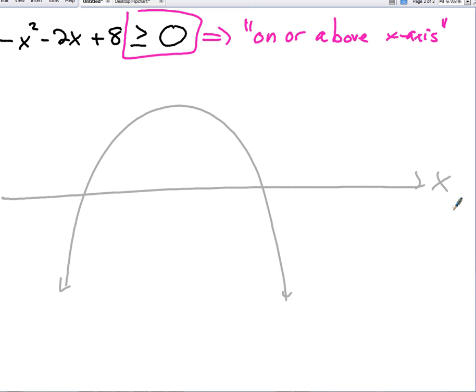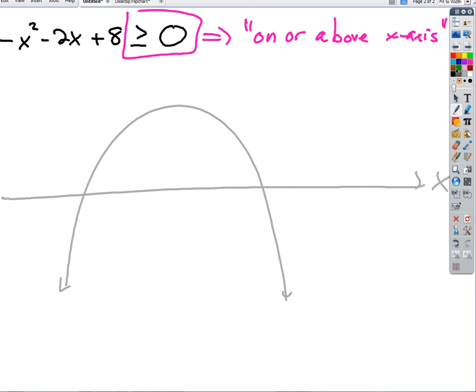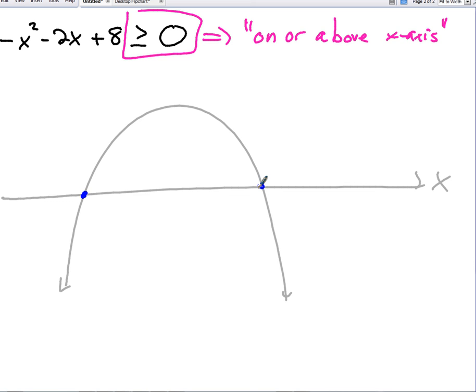So if I'm looking for the part that's on or above the x-axis, which part of the parabola am I looking for? Am I looking for the tails of the parabola or the loop of the parabola? Because it's always one or the other. On or above the x-axis. So which part of this parabola is on or above the x-axis? Yeah, it's going to be the loop, isn't it? I want the part that's on the x-axis or up. So I'm looking for this part right here. Do you see what I mean when I say, are we shading the tails or the loop? The tails are going to be the parts like we did last time, the ends, and the loop is going to be the part in between.